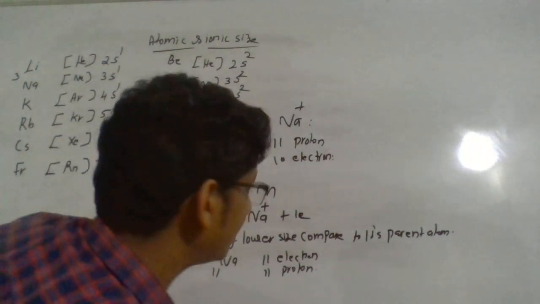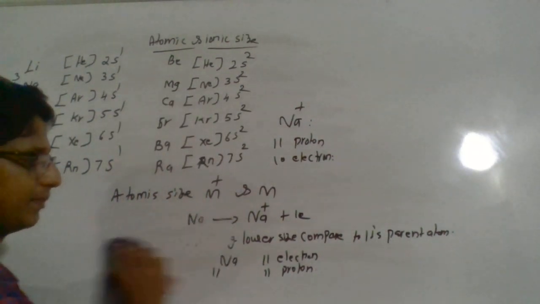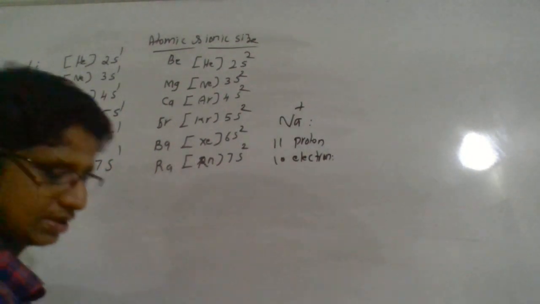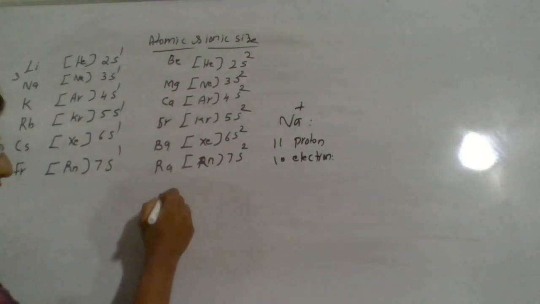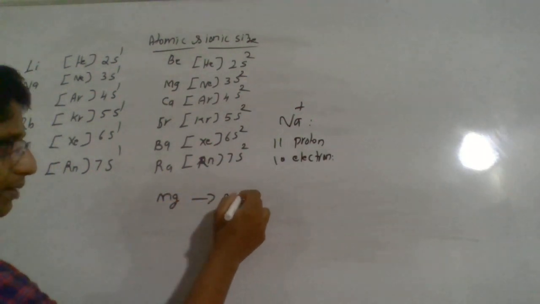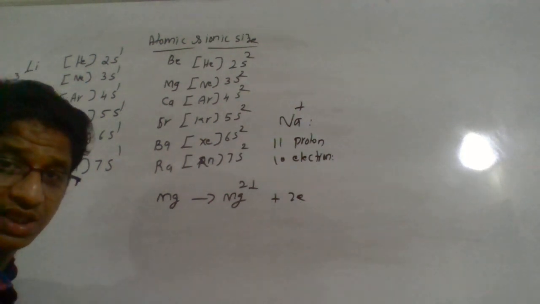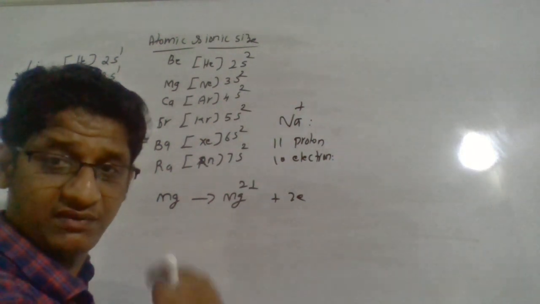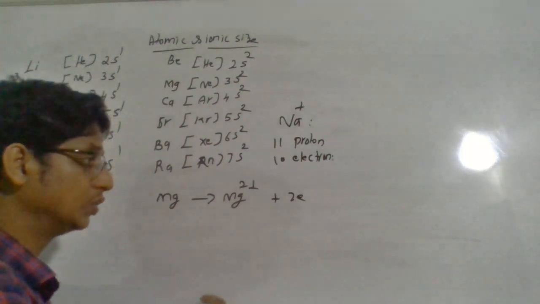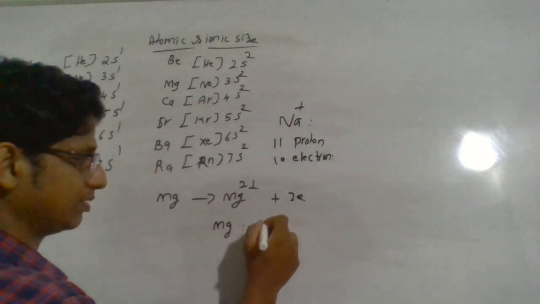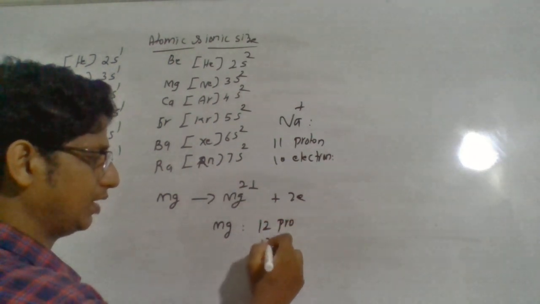Now let us compare the alkaline earth metals. Alkaline earth metals are again interesting. This time compare with magnesium. It becomes magnesium 2 plus by losing 2 electrons. You will see the atomic size again will decrease, because of losing 2 electrons. So if you compare magnesium, there are 12 protons, 12 electrons.